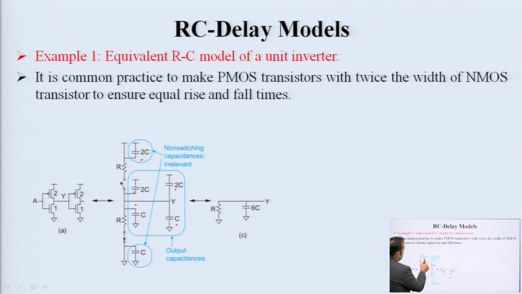Those capacitances which are connected to constant voltages are called non-switching capacitances, and they are not relevant for us. So, at the output, at a time, only one resistor is active. You see the resistance here, and 6 times C. This 6 times C comes from twice the capacitance here, twice here, C here and C here. So, 2C from the 2 PMOS transistors, and 1 capacitance from the NMOS transistor.